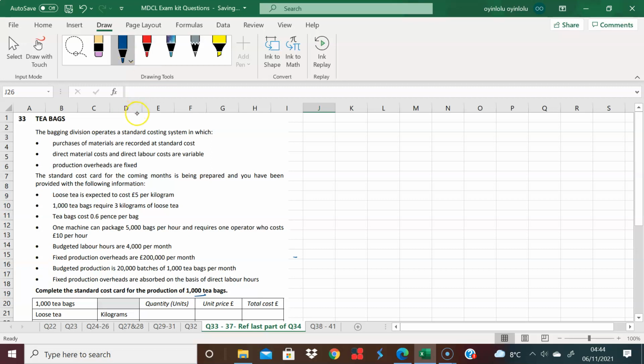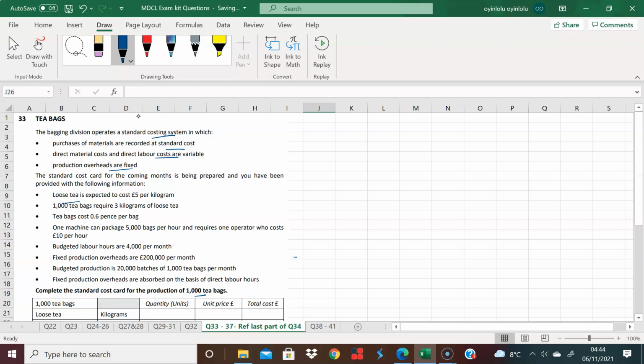It says here that the bagging division operates a standard costing system. Things are recorded at their standard cost, some variability with materials as you expect, and no overheads are fixed. So let's look at the situation we have.